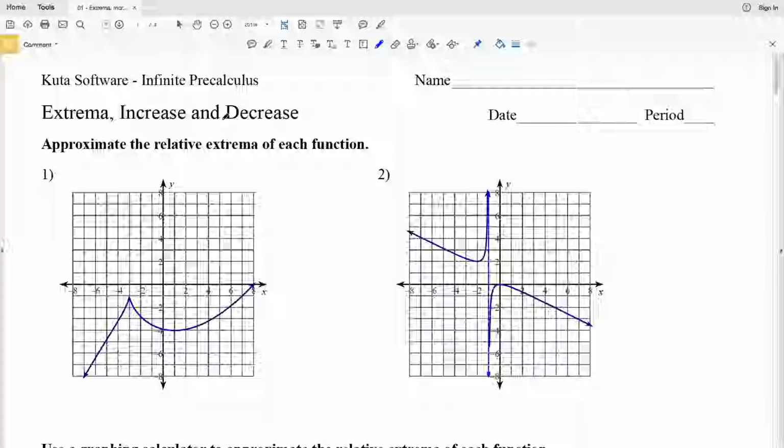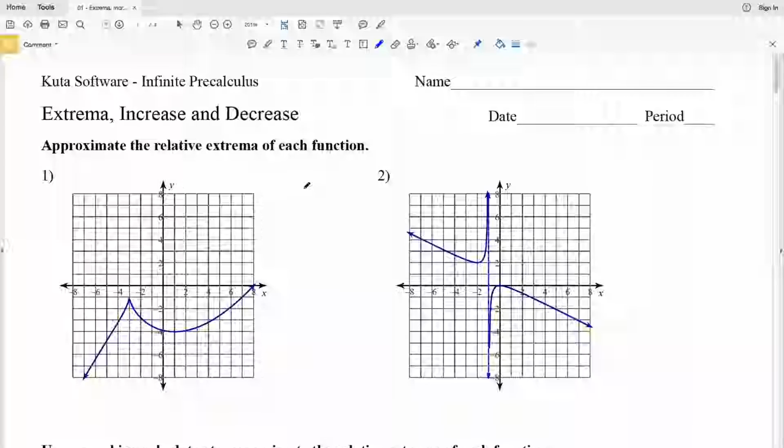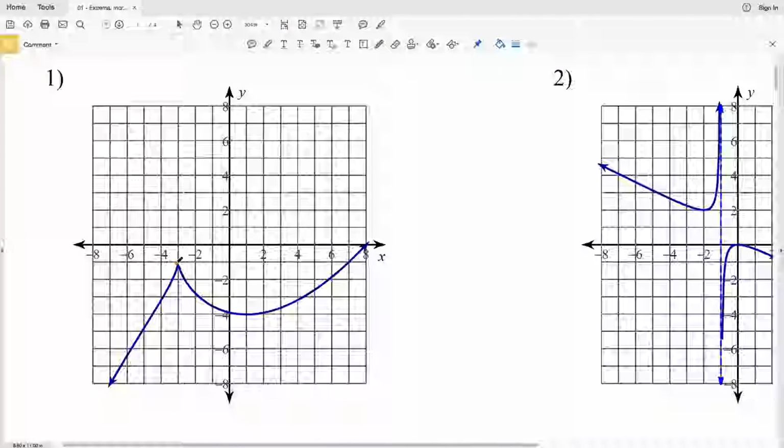So looking at number 1, we can see that we have two extrema. We have an extremum at the point (-3, -1), and we have an extremum at the point (1, -4), because each of those points is either higher than the points nearby or lower than the other points nearby. If you notice, this graph increases to a certain point, and then at that point it begins to decrease, and then it decreases till a certain point, and then at that point it begins to increase.